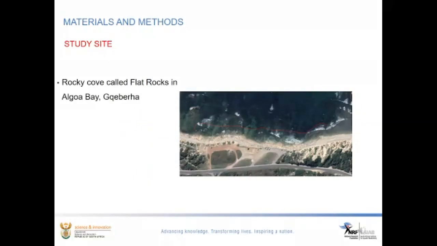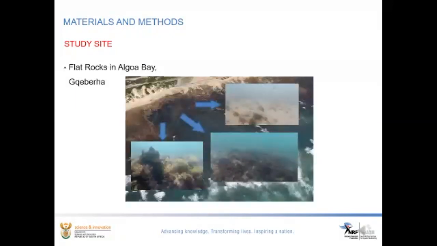The study site for this research is a rocky cove called Flat Rocks in Algoa Bay in Qeberha. The three habitat types found within the study site are sandy patches, Laurencia reef, and Prionitis reef. Within these three habitat patches, we quantified complexity using 1x1 meter quadrats and came up with a habitat assessment score using the methods of Gratwicke and Speight 2005. And we also used a chain and ball method.